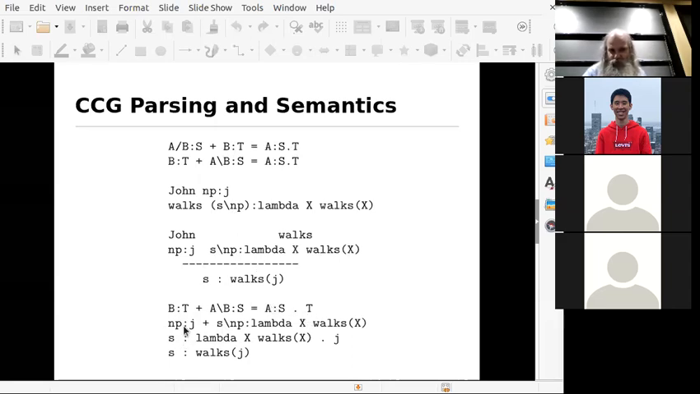And what we then do is we say, okay, we're going to take the NP J plus S\NP, lambda x walks x. So the semantics is going to be lambda x walks x applied to J, and this reduces to walks J. This is a very simple example, and of course this is going to work because I'm biased on this. I actually think CCG is pretty interesting.